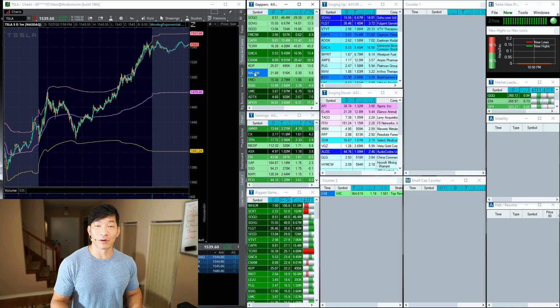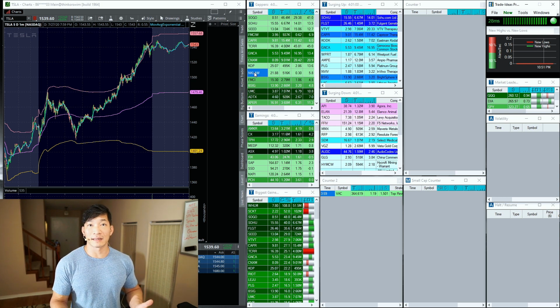linked to my platform. I haven't seen any issues with this linking to anything that I've used, including what my friends use, DAS, or Lightspeed, E-Trade, Interactive Brokers. They all work with Trade Ideas. Comment down below if I'm wrong, but I haven't seen any issues except with Trade Ideas to thinkorswim.